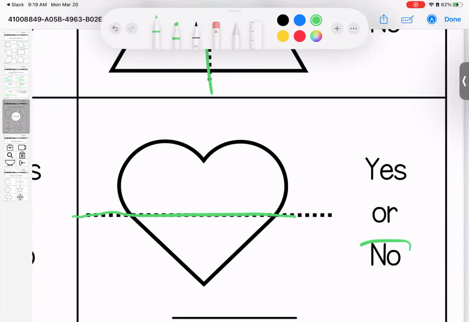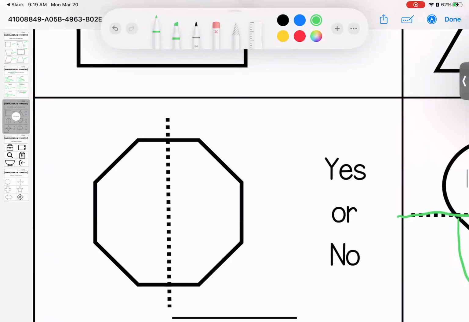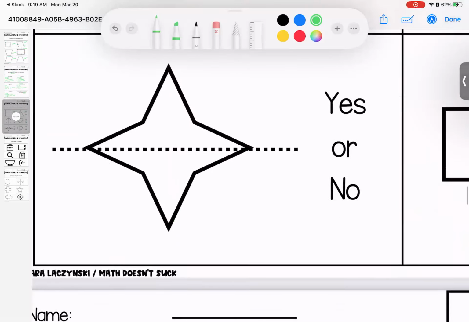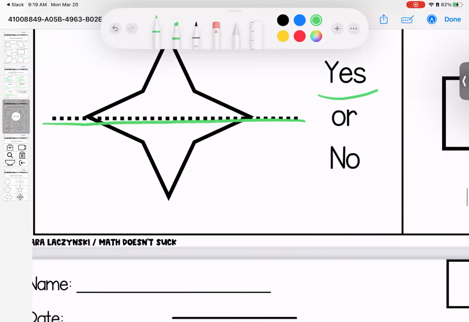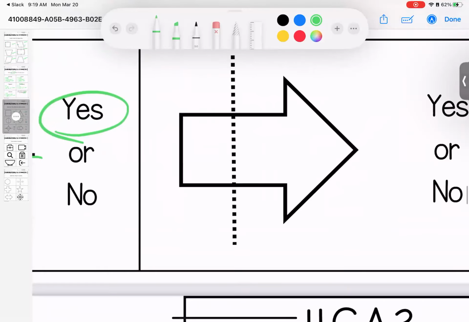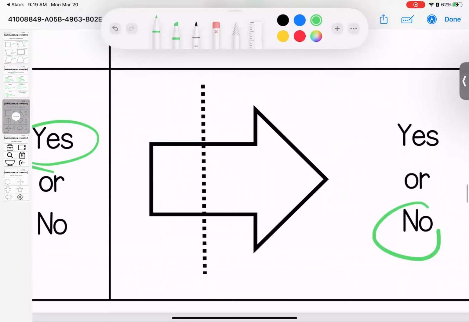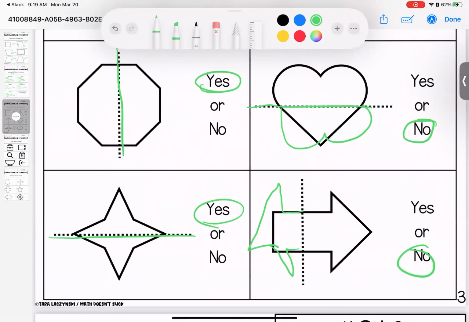Would this be equal? No, because if we think of how it's folded, these are not the same. If we folded along the lines, they would not match. If we folded here, would they be a match? Yes. If we folded here, would they be a match? Yes. If we folded here, would it be a match? No, because our other side, and this is a terrible drawing, but you get the point, the other side would be the point of the arrow, so they would not be the same.